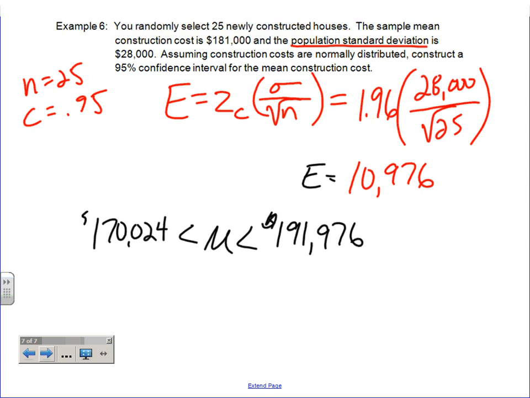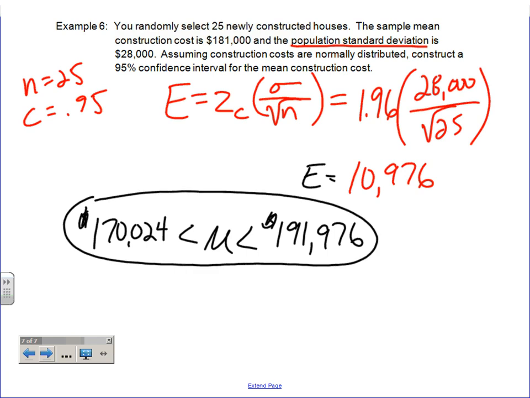Again, basically if you picked some sample of your own that was about the same size, about 25, you would believe that the mean of those 25 that you picked up would be in between these two numbers 95% of the time. Now you're wondering, some of you probably, what if I would have done the t? How would it have changed? In all honesty, not a whole lot.